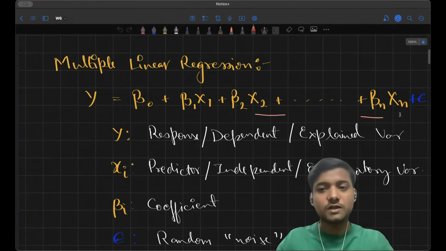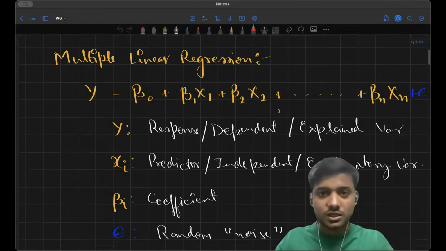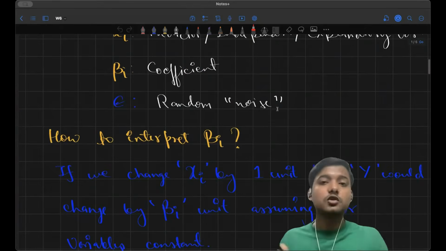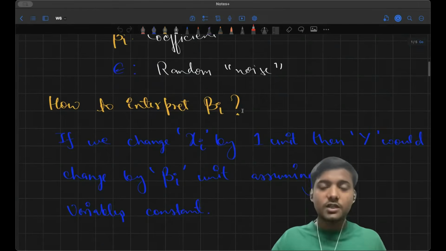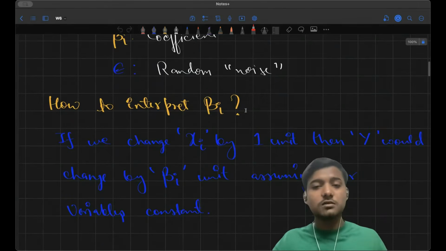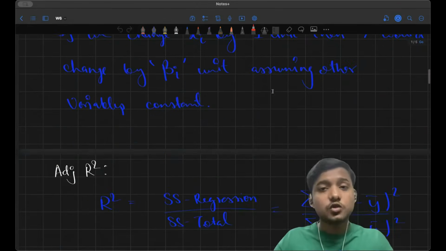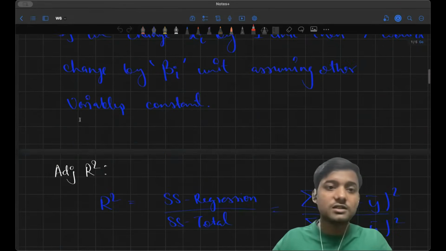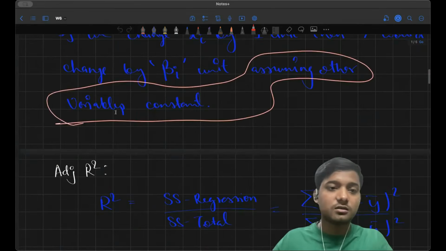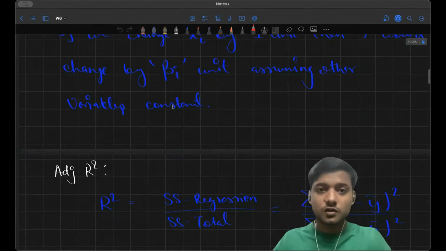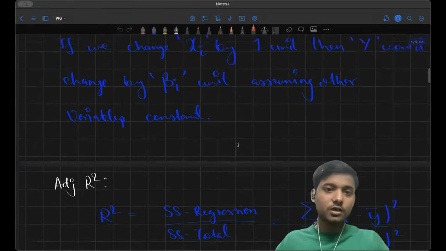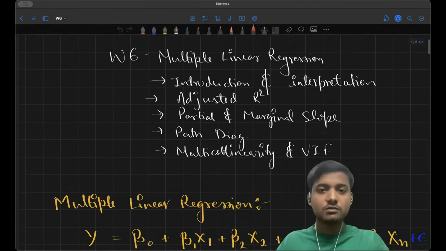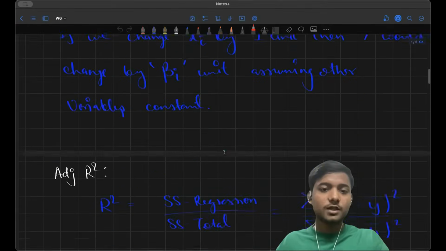All other input variables x2, x3, x4 are assumed to be constant. So always remember that in your multiple linear regression, beta i is going to be the change in y, given you change 1 unit in the corresponding explanatory variable, assuming all other variables are constant. This is very important because this line has been used to trick a lot of students in MCQ based questions. So always remember that it assumes all other explanatory variables were constant. Okay, so this is what we have in the multiple linear regression, and then we will see adjusted R square.